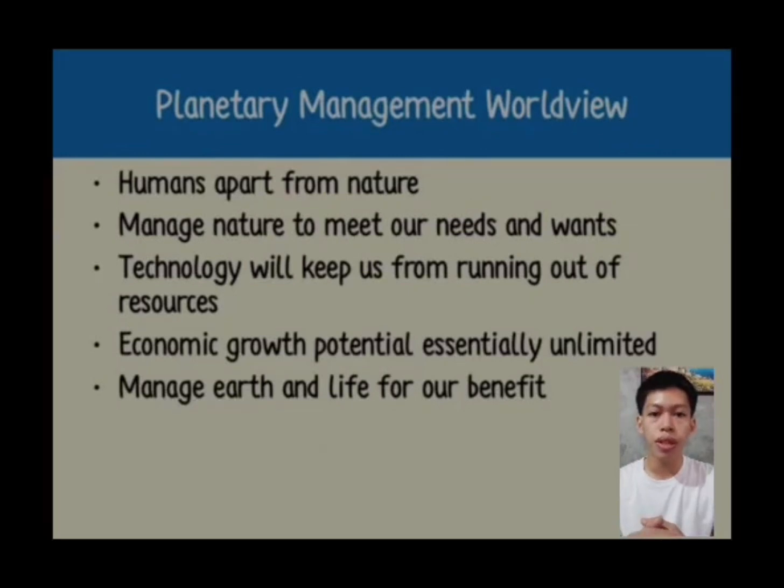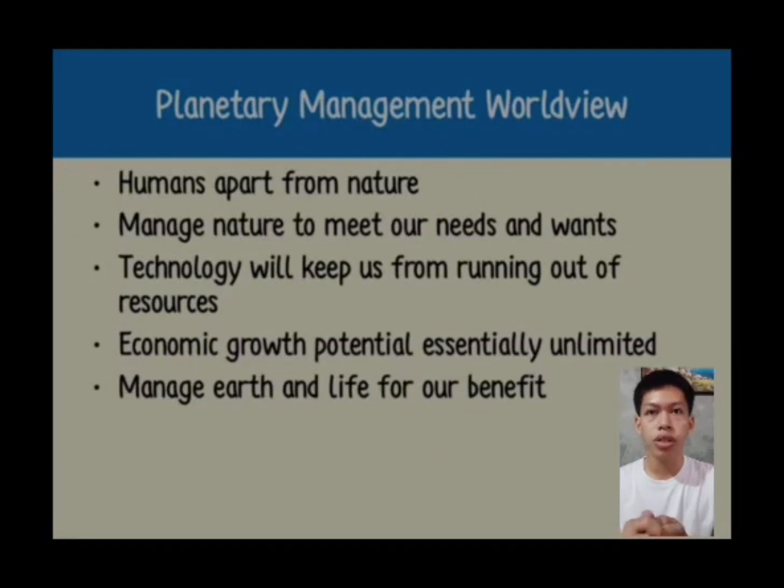So, the planetary management worldview. What is the planetary management worldview? 1. Humans are apart from nature. 2. Manage nature to meet our needs and wants. 3. Technology will keep us from running out of resources. 4. Economic growth is potentially essentially unlimited. 5. Manage Earth and life for our benefit.